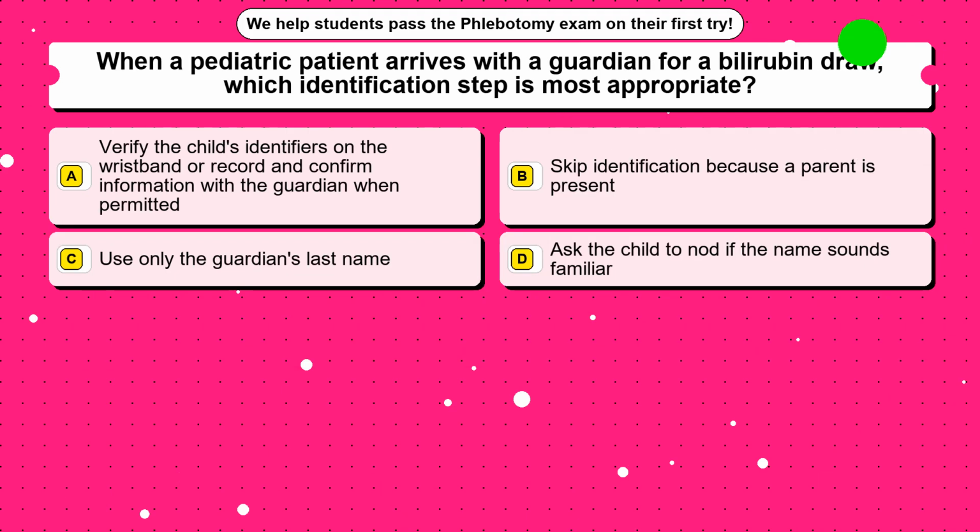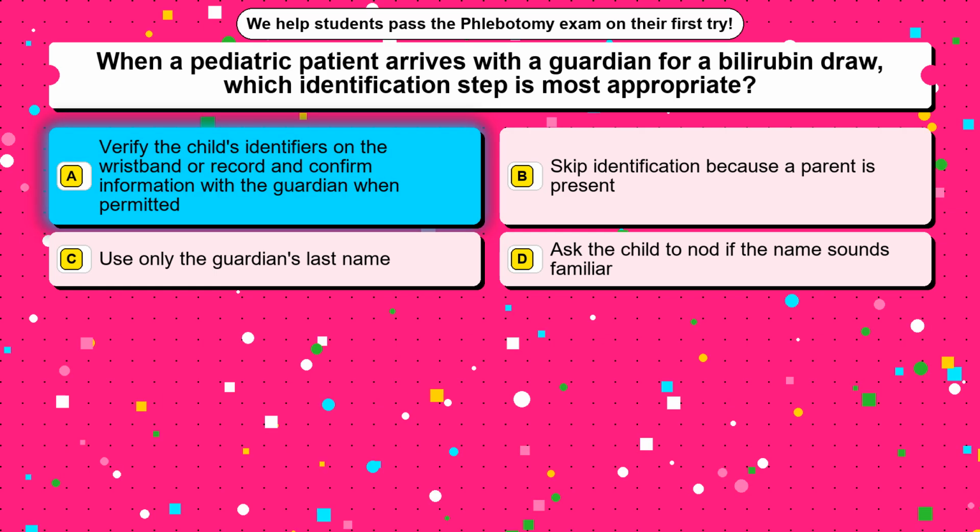Question 3. When a pediatric patient arrives with a guardian for a bilirubin draw, which identification step is most appropriate? Option A. Verify the child's identifiers on the wristband or record and confirm information with the guardian when permitted. Option B. Skip identification because a parent is present. Option C. Use only the guardian's last name. Option D. Ask the child to nod if the name sounds familiar.